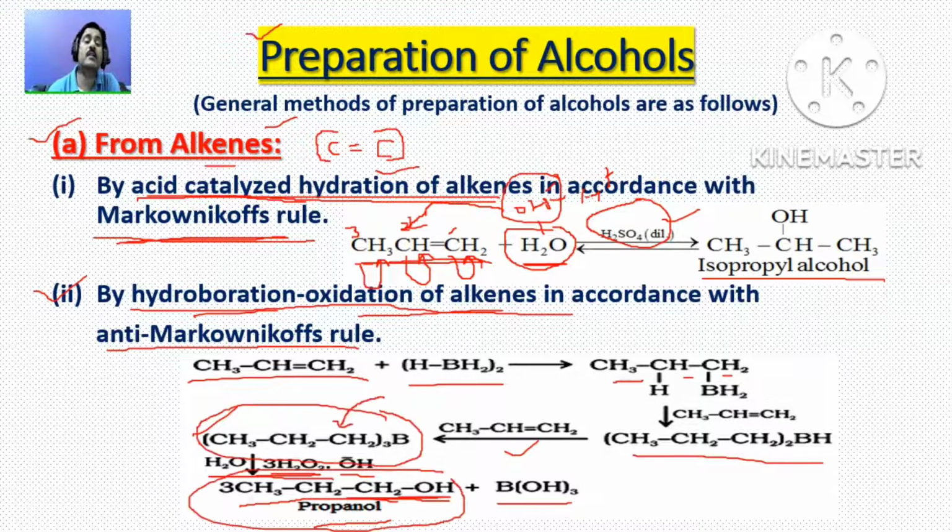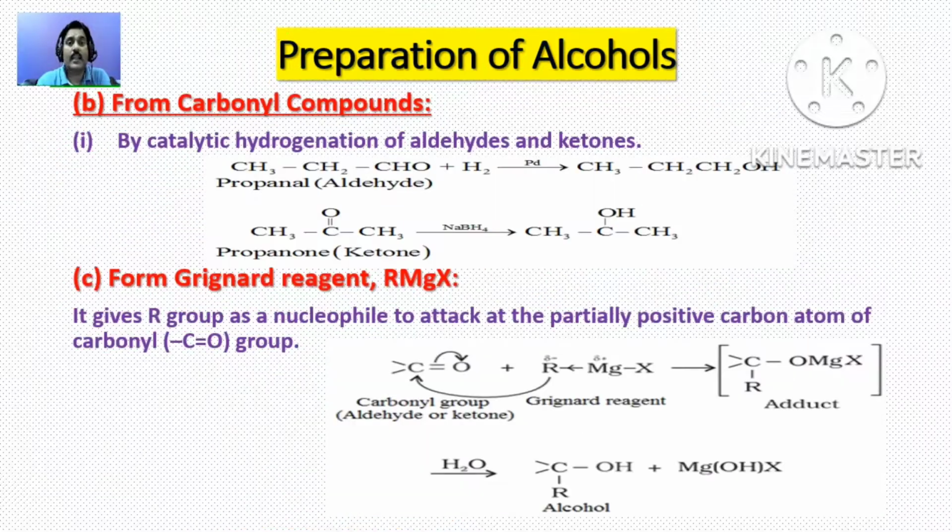We can prepare alcohols with hydroboration oxidation of alkenes. So these are the two methods by which we can prepare alcohols from alkenes. Alcohols are not only prepared from alkenes, they can also be prepared from carbonyl compounds and from Grignard reagent. Let's see how alcohols can be prepared from carbonyl compounds.